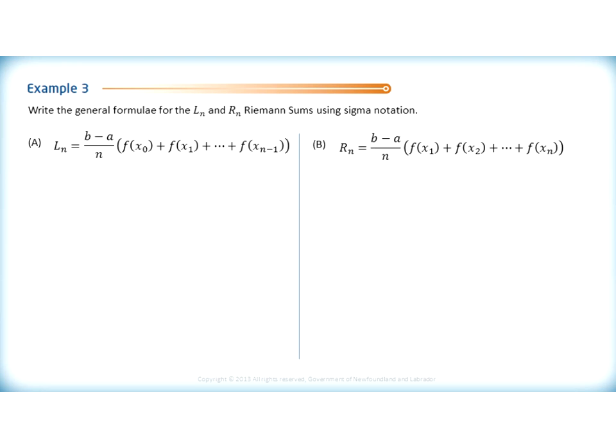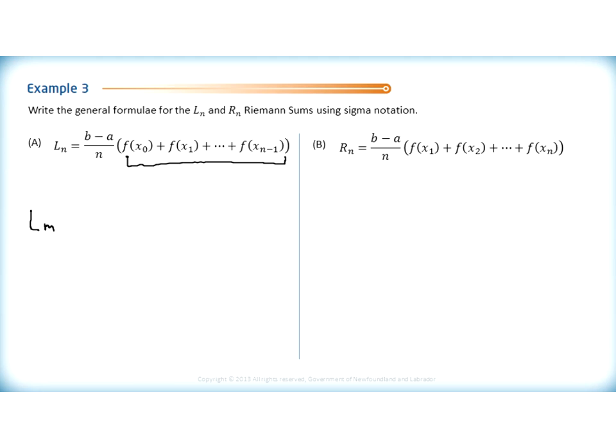Next, write the general formulae for the Ln and Rn Riemann sums using sigma notation. So we want to take these Riemann sums that we have formulas for that we kind of derived at the end of our last session, or that you may have done before, and we want to write them using sigma notation. So basically the sum business is this business right here, isn't it? Well, this doesn't really look too bad at all.